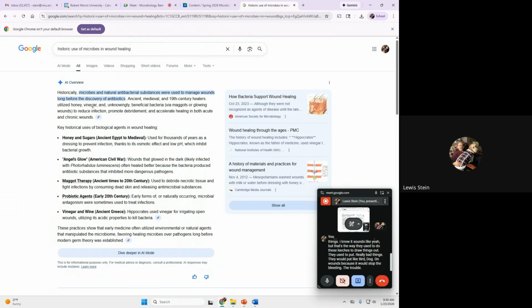The trouble was now you're putting infected material into an open wound, and typically you'd end up... I mean, they didn't really understand what they were doing, but they had some good ideas. So they've used a lot of things. Vinegar and wine they'd pour over things because the acidity would kill microorganisms. But a lot of times your microbes are basically your friend.